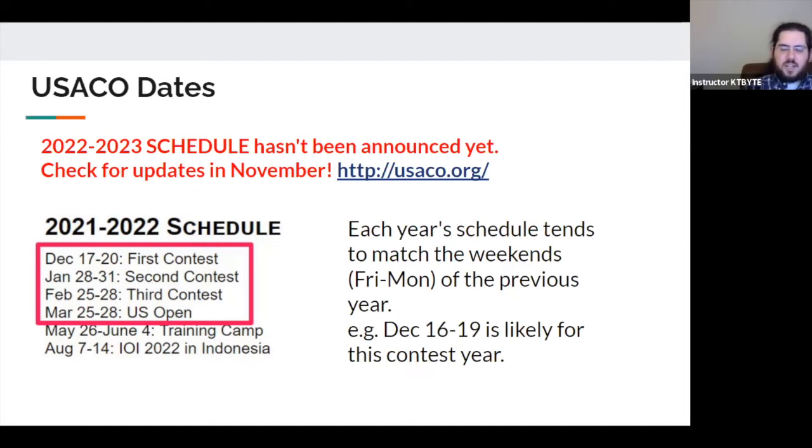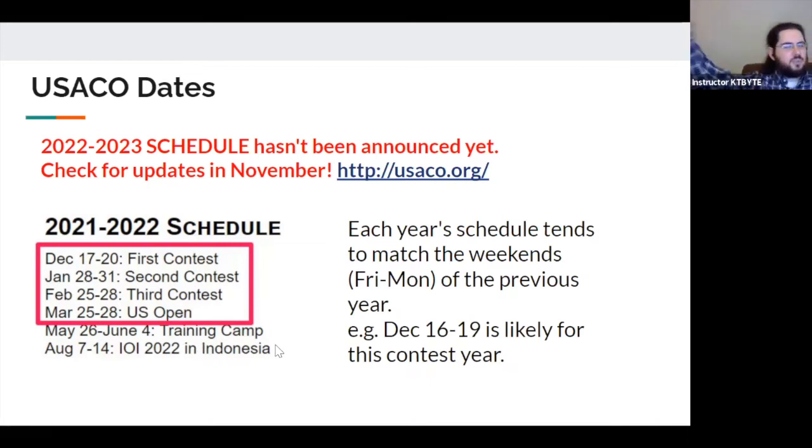But yeah, it's nice to plan ahead for this. So even though they haven't officially announced it, given that last year it was December 17th through the 20th, this year the equivalent Friday through Monday would be the 16th through 19th. So I would give it 90% chance that that's the weekend this year, unless there's some weird thing where they sort of shift it.